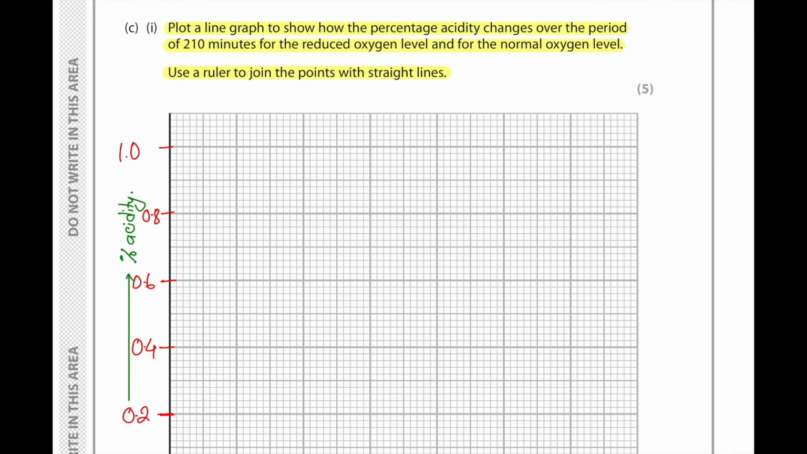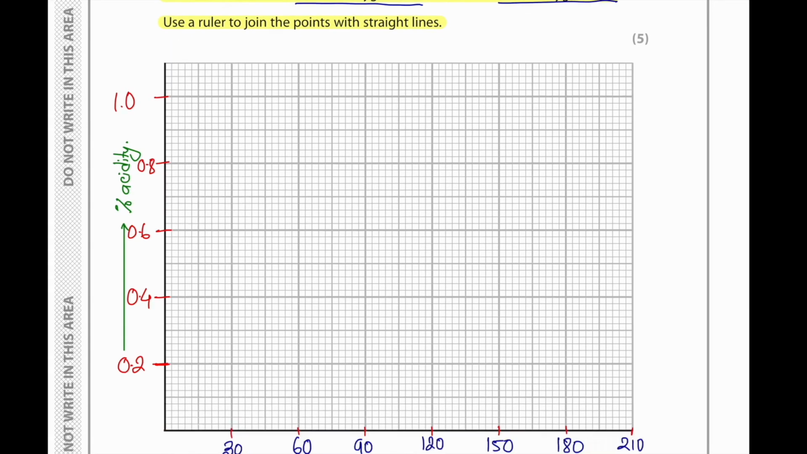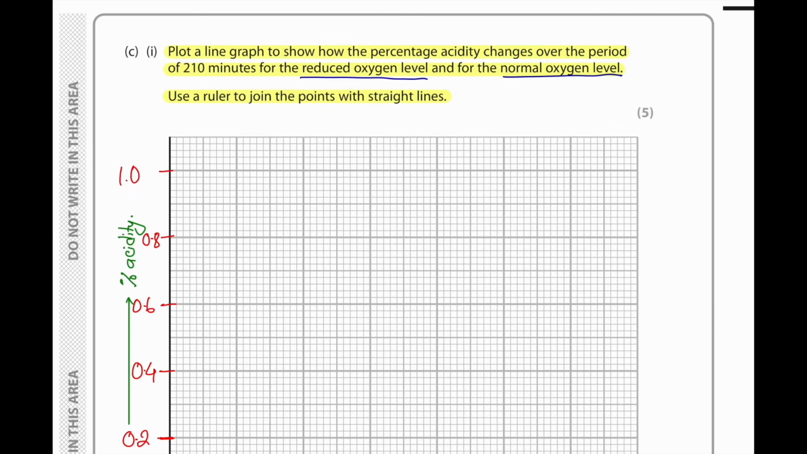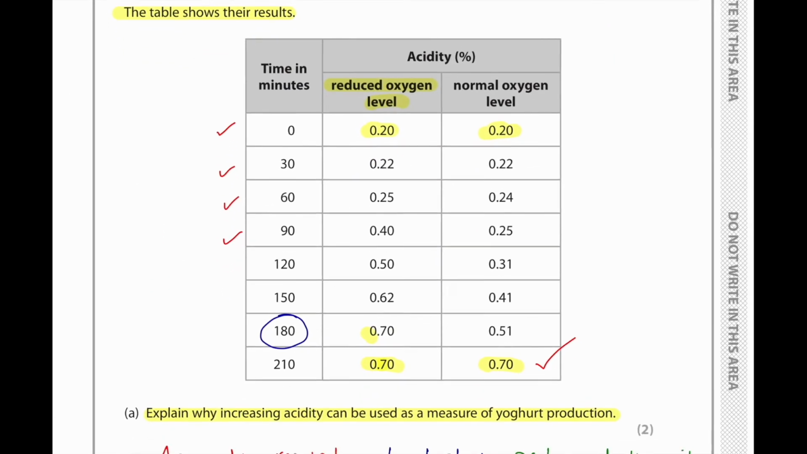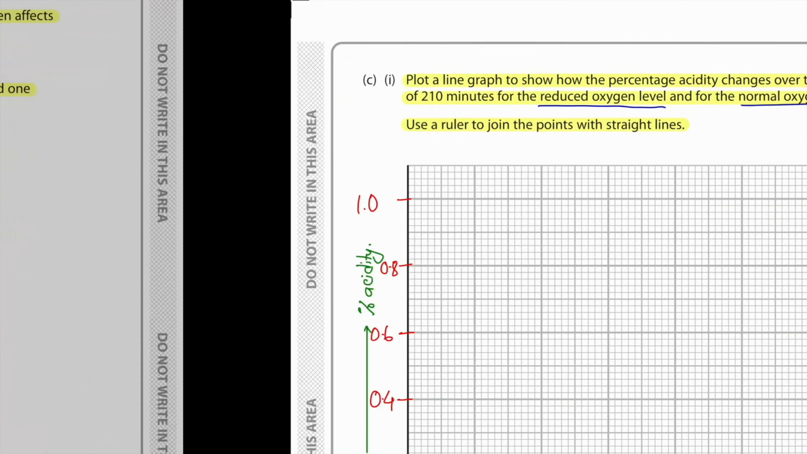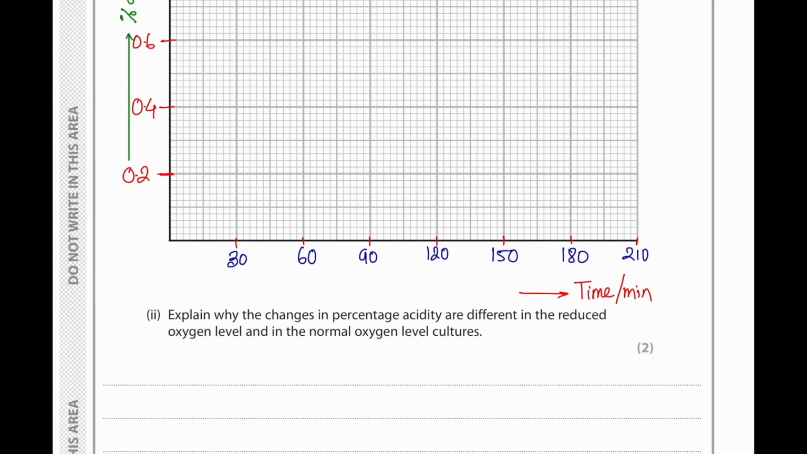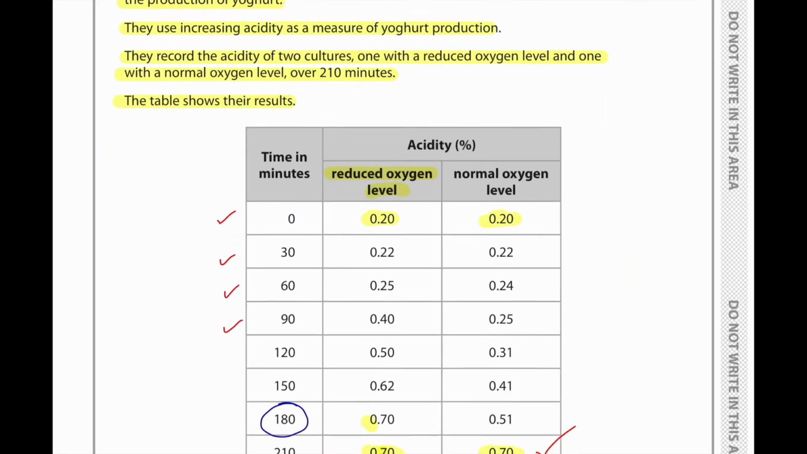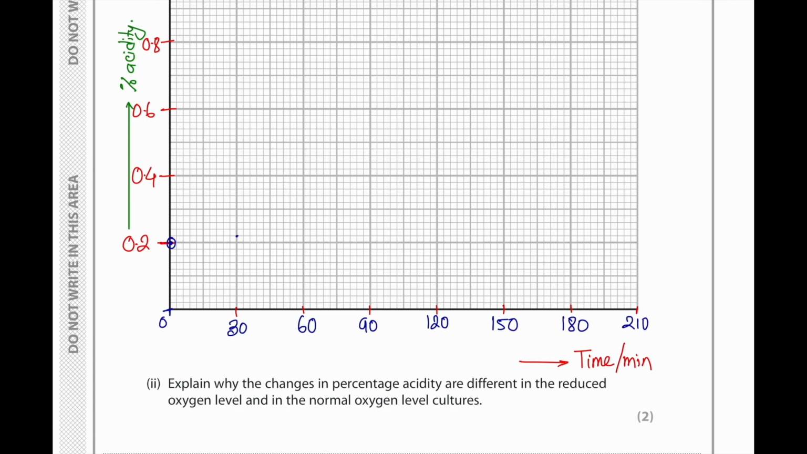Okay, now we're going to plot the graph. We'll have to do 2 graphs. One is the reduced oxygen level, the other is the normal oxygen level. So we will start with the reduced oxygen level. At 0, the value is 0.2. At 30, 0.22.